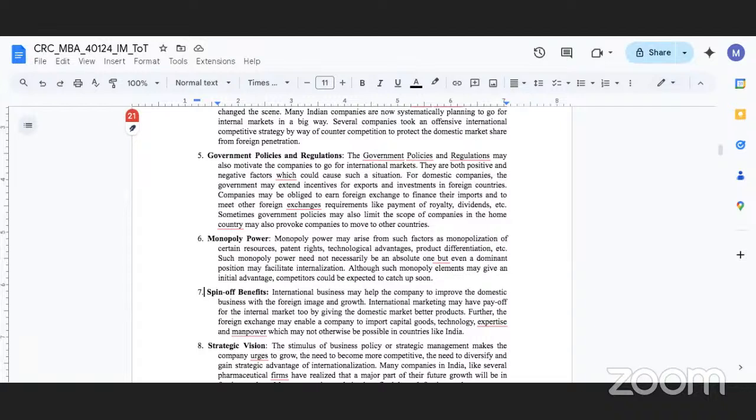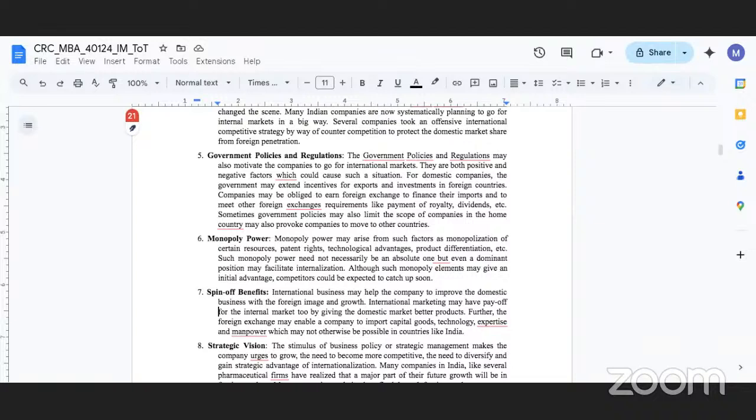That can also be a push factor for many countries. It could be in terms of the payment of royalty, dividends. It can be the foreign exchange that comes into the company. They could also both limit the scope or expand the scope beyond the home country.